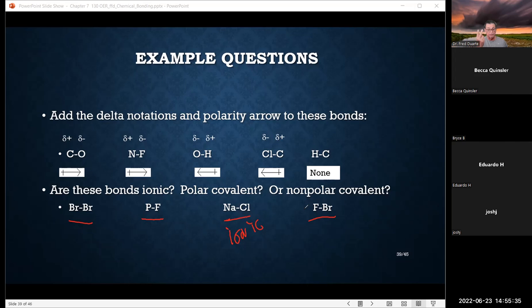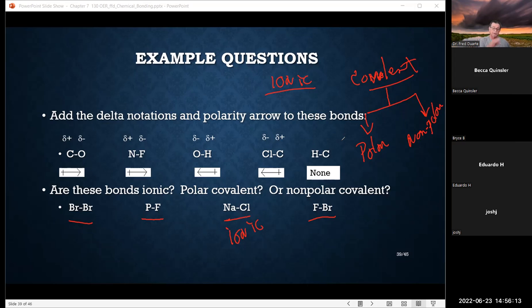There are only two types of bonds, ionic and covalent. Within the covalent, there's a subset. A better way to do it: we have the ionic bond, and then we have the covalent bond. Underneath the covalent, there are two subsets: you either have a polar bond or a non-polar bond. That depends on the electronegativity of the two atoms involved in that covalent bond.